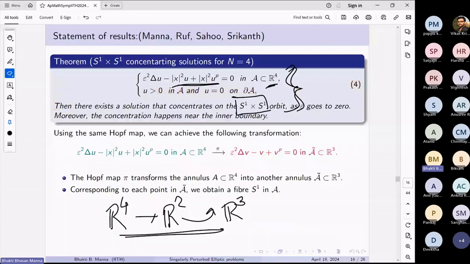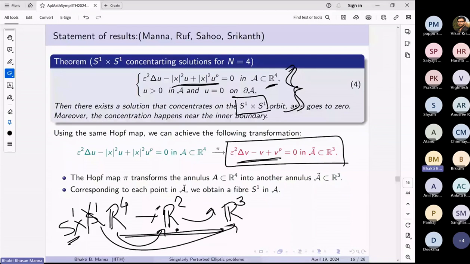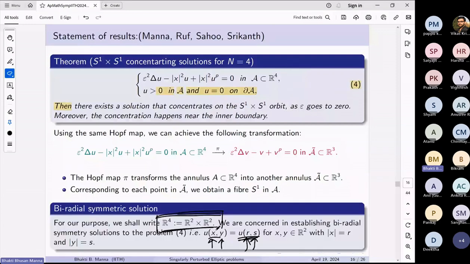So if I go back, we first reduce to R2. Any solution which concentrates at a point here will give us a solution which concentrates on S1 cross S1. And then if we use this Hopf fibration in the reduced problem, which is actually our problem in R3, what we started with, under this Hopf map one S1 will be killed, and we shall get this S1 concentrating solution for R3. This is basically the fundamental idea of this work. So now we are trying to find a biradial solution for this problem.